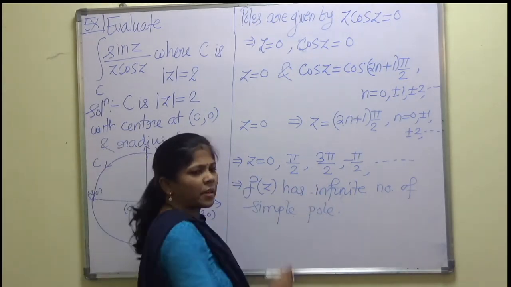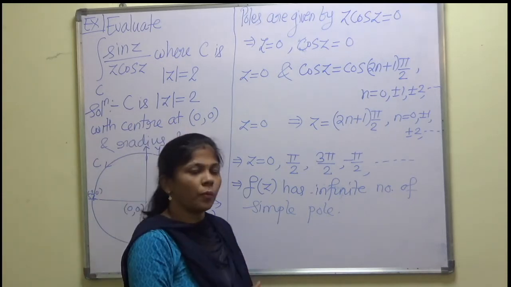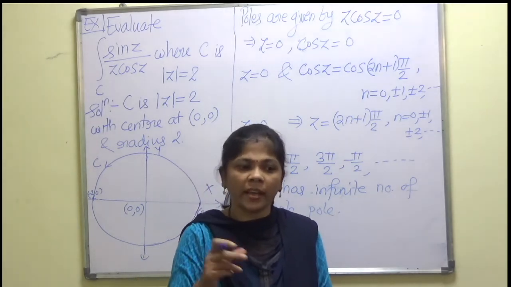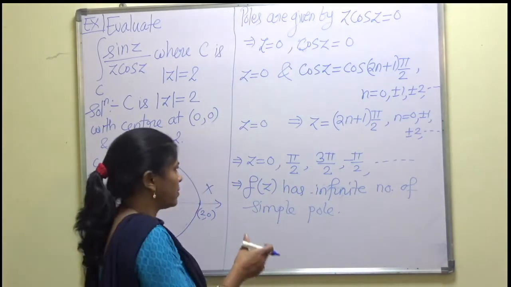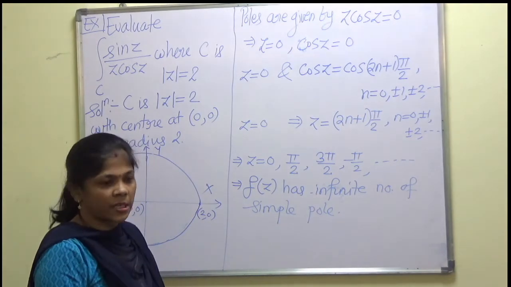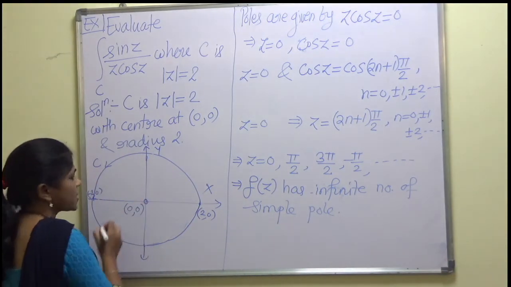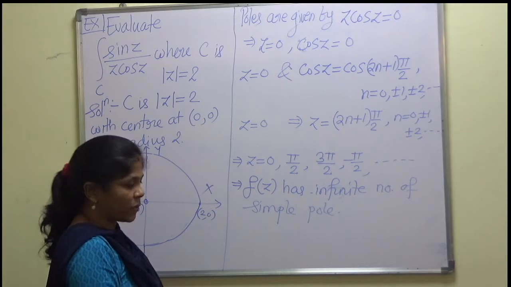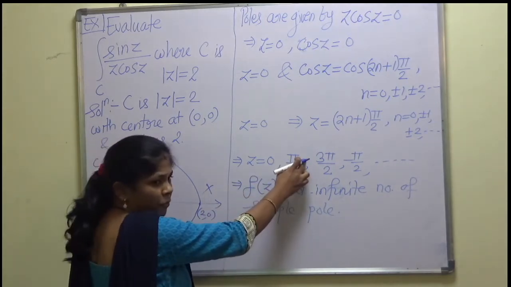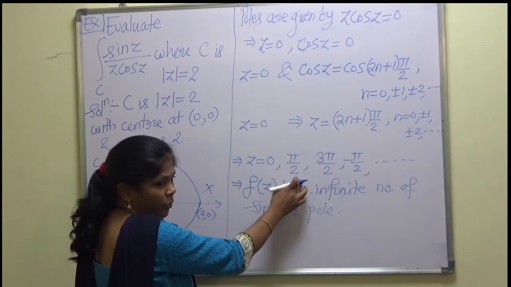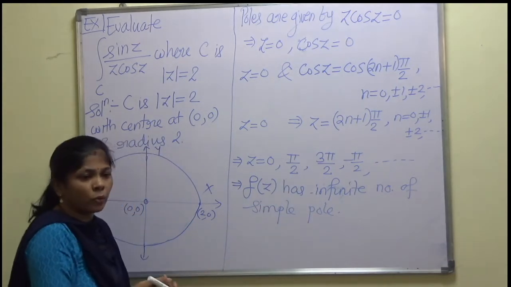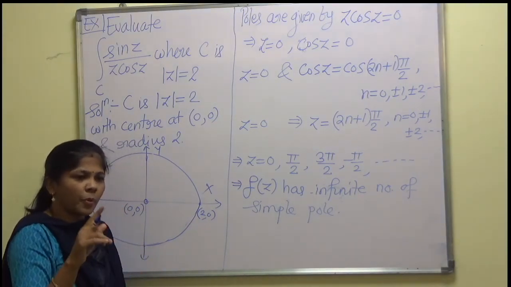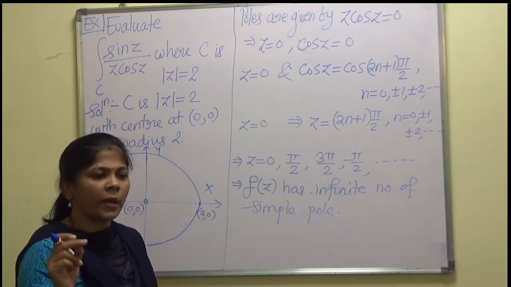Now, once we get the poles, let us plot them and see where they lie, whether inside or outside. We are interested in only those poles which are lying inside. Once we get that, we will work out the residue. So z equal to 0 is this. Now z equal to pi by 2 means x is equal to pi by 2, y 0. Pi by 2 means 3.14 divided by 2, that will be 1.7 something.